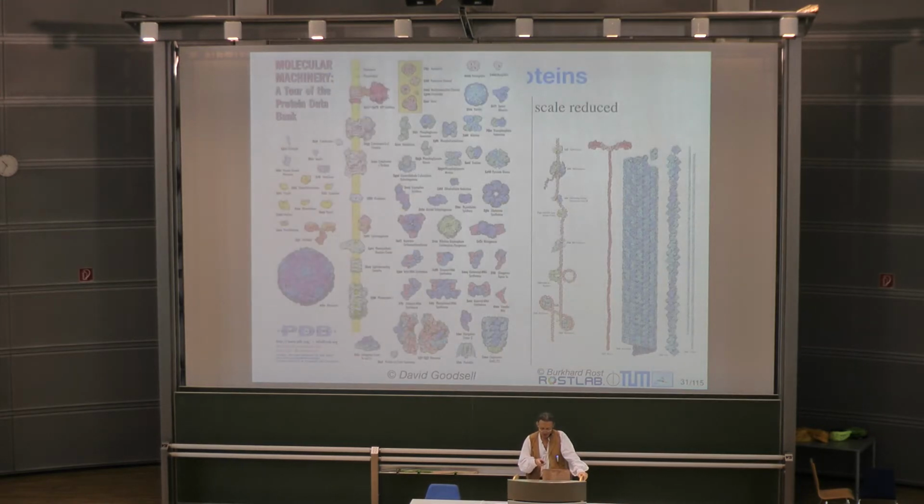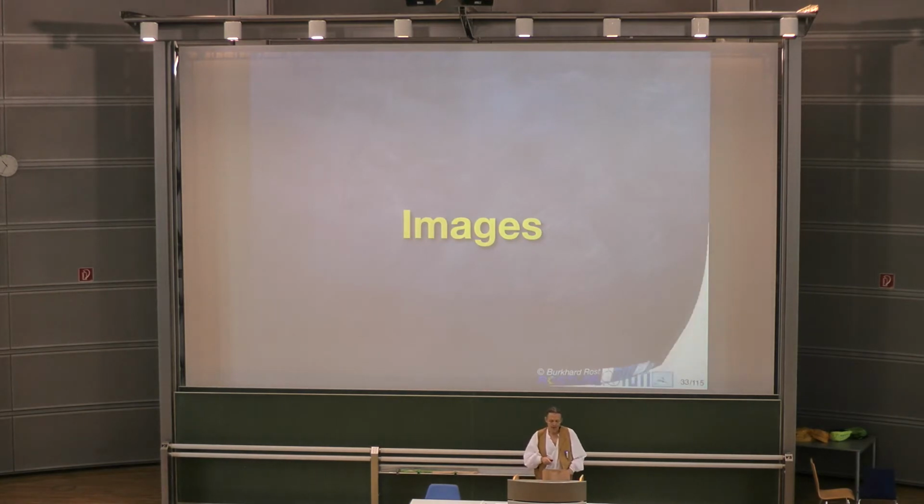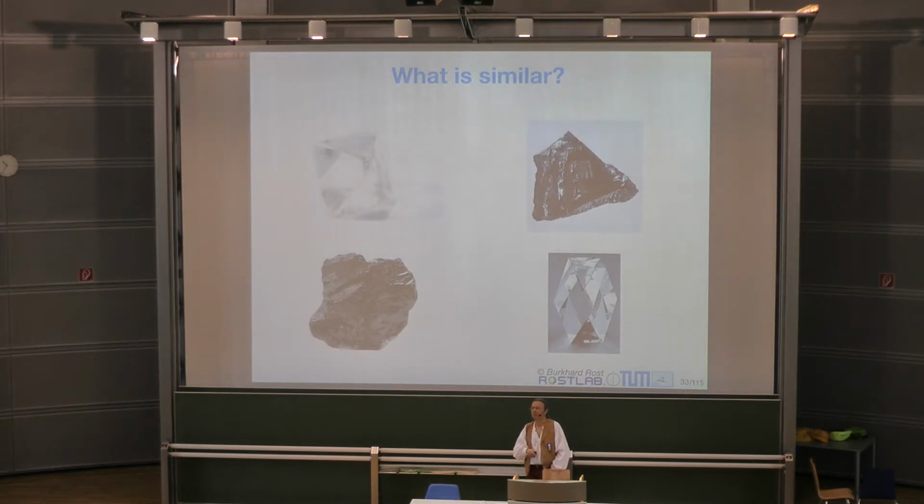When we look at the world of 3-dimensional structures of protein, you see there are different scales here. Those are all different proteins of different sizes. Some are very, very big. And that brings me to the next part of images. In this slide here, what is similar?